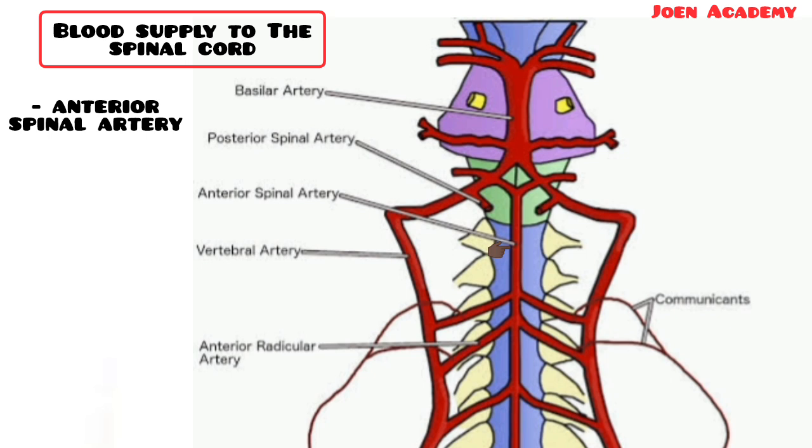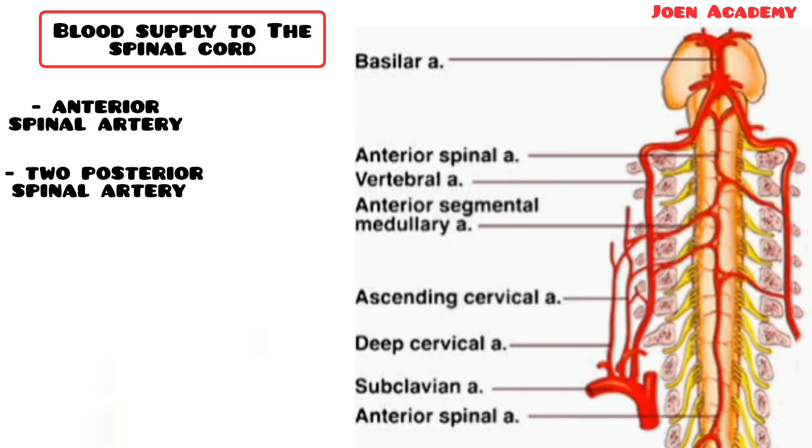The other two arteries are the two posterior spinal arteries. They originate from the vertebral artery or the posterior inferior cerebellar artery, anastomosing with one another in the pia mater. Although below the cervical level, supply from the longitudinal arteries is insufficient, there is support through anastomosis with the segmental medullary and radicular arteries. The anterior and posterior segmental medullary arteries are derived from the spinal branches of a number of arteries before entering the vertebral canal through the intervertebral foramina.